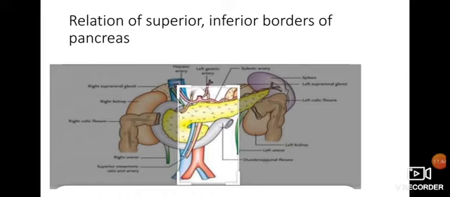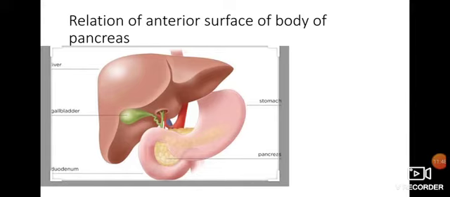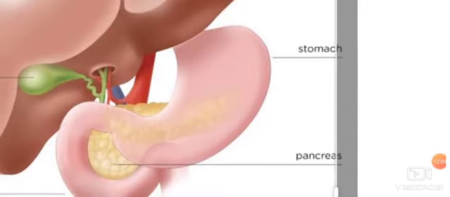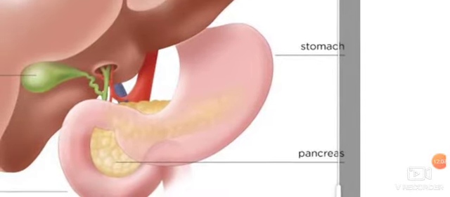Now, the three surfaces of the pancreas. Regarding the surfaces, the anterior surface is always closely related with the stomach because the stomach is lying over the pancreas. That is why the pancreas becomes one of the important structures of the stomach bed. In this picture, you can see the pancreas lying under the stomach. That is why the pancreas is in a faded color. The anterior surface of the body is always related with the stomach.